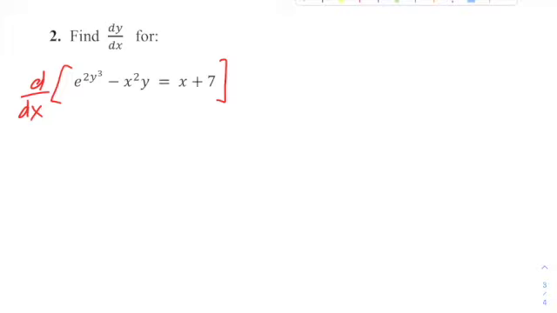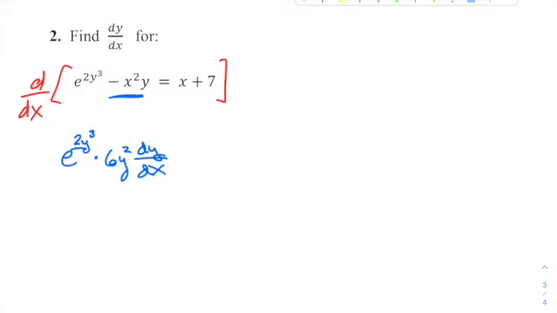So, be good with your chain rule. The derivative of e to the something is e to that something, e to the 2y cubed, but then multiplied by the derivative of that exponent, the derivative of that something. And the derivative of 2y cubed is 6y squared dy dx. And now here we go, doing the derivative of negative x squared y, that's going to require the product rule.